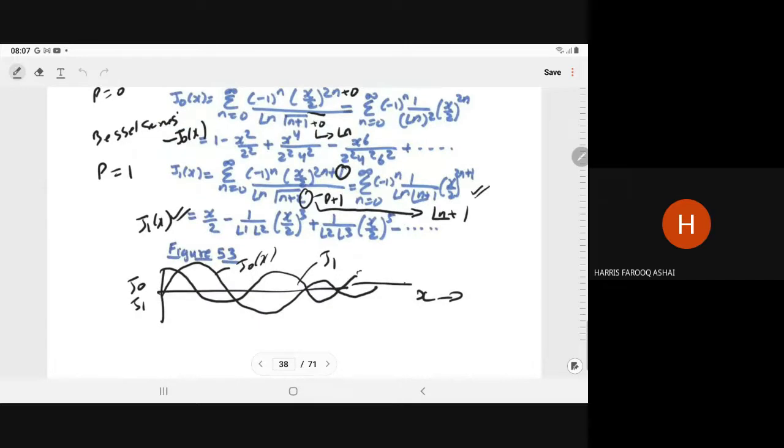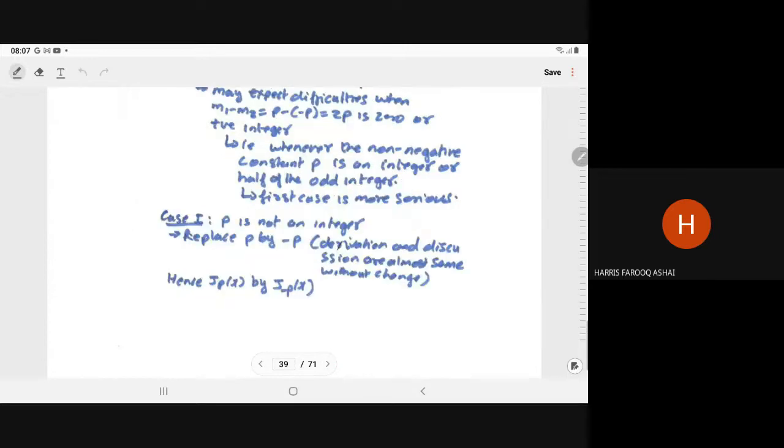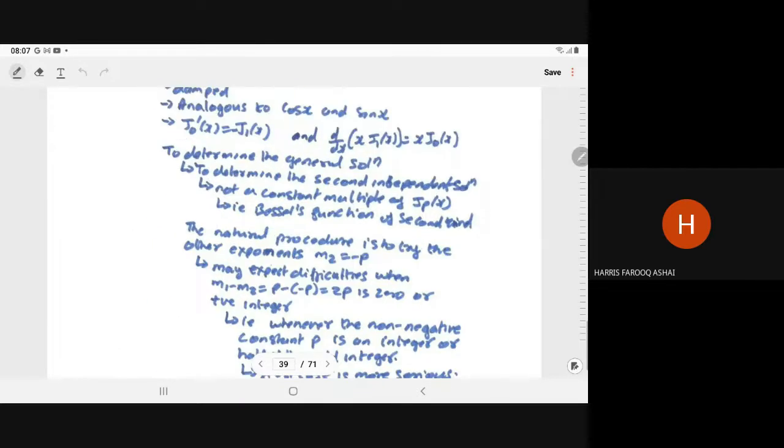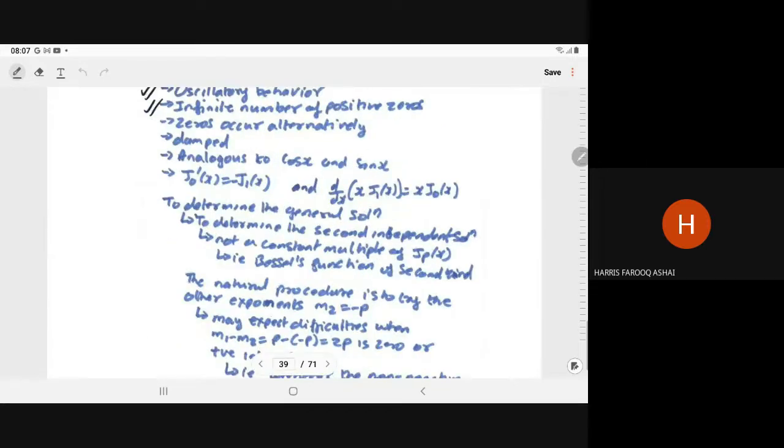What is the meaning of the positive zero? These are the positive values of x where J0 or J1 are zero, right? The positive x where J0 and J1 are zero, that are known as the zeros for J0 and J1. So in the graph we have infinitely many positive zeros.